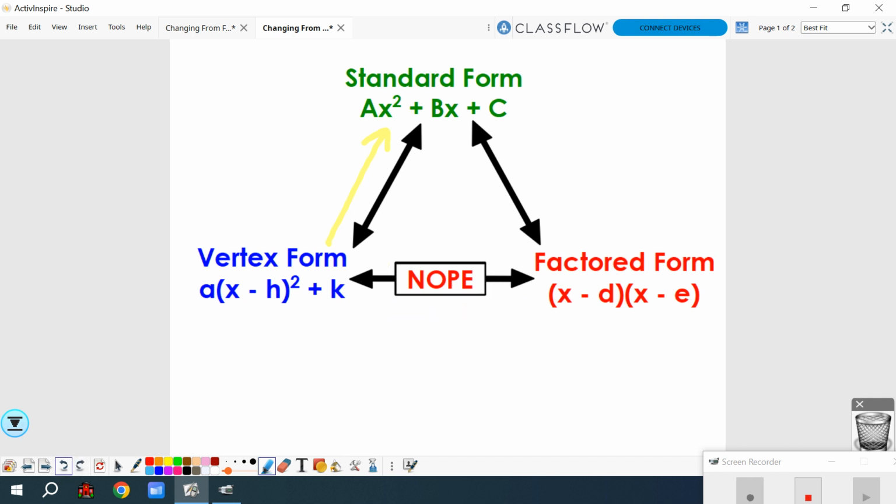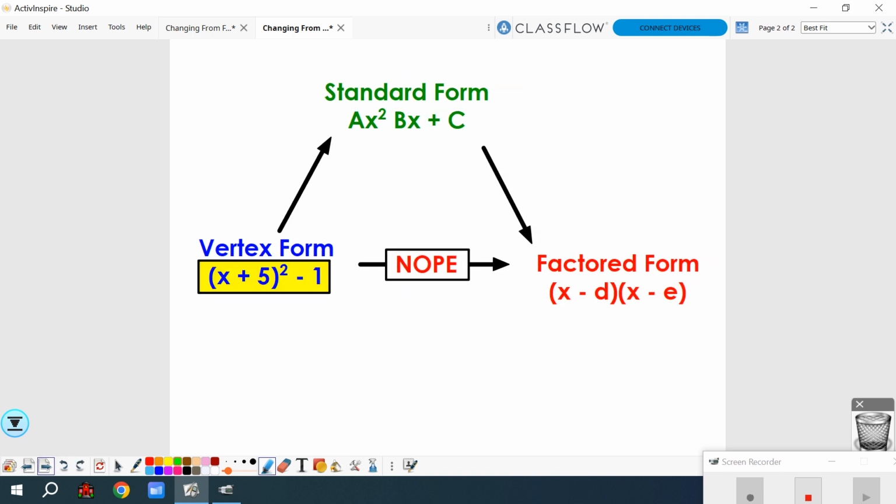Instead, what we have to do is we're going to do the same thing as we started with. We'll go from vertex form up here to standard form, and then from standard form, we'll have to go to factored form. Okay, it's a little different. When we had standard form, we could go to either factored or vertex, but this one's a little different. So we're going to start with our vertex form.